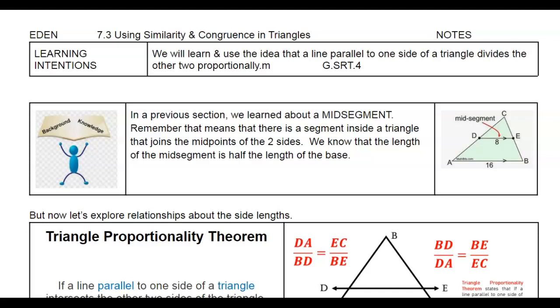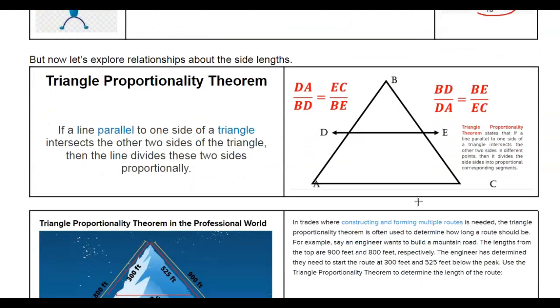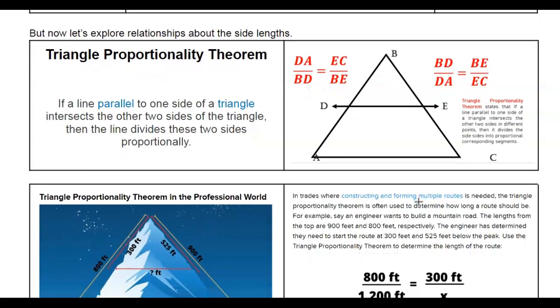So in 7.3, we are going to discuss using similarity and congruence in triangles. So what we had before earlier in this quarter was the idea of the midsegment. And so that talked about the length of the midsegment was half the length of the base. And that's still true. But what happens is instead of talking about those two specific side lengths, we can talk about the ratio of the left and the right side with respect to each other, okay? And so that is called the Triangle Proportionality Theorem.